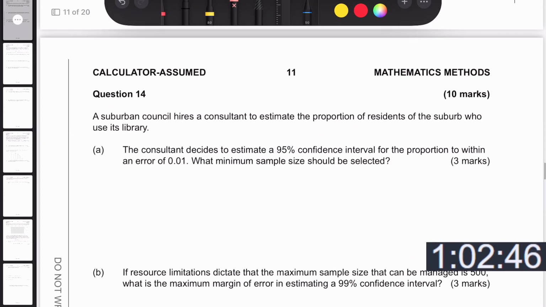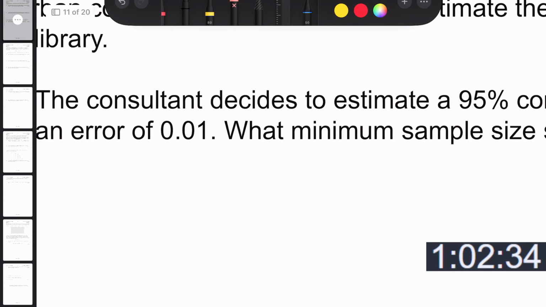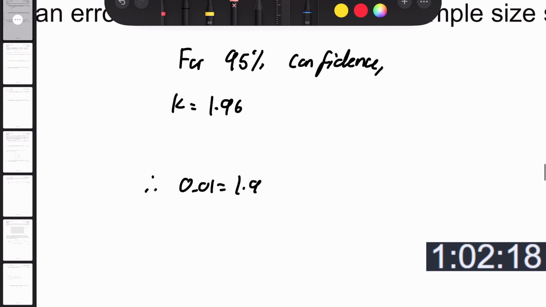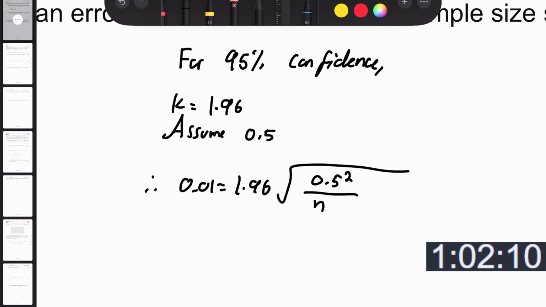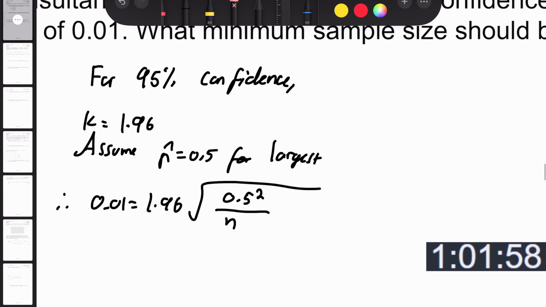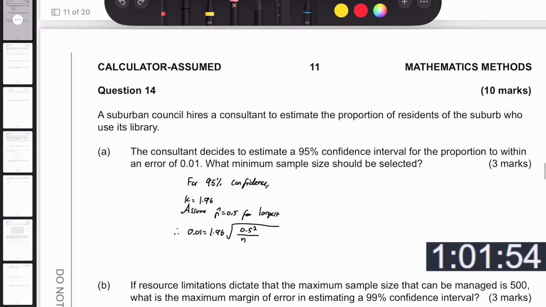Okay. 11. A suburban council hires a consultant to estimate the proportion of residents who use the library. Decides to estimate with 95% confidence within an error. What is the minimum sample size that should be selected? So then K equals, for 95% confidence, K equals 1.96. Therefore, 0.01 equals 1.96 square root of 0.5 squared over n. Assume p hat equals 0.5 for the largest confidence interval to within an error of 0.1.